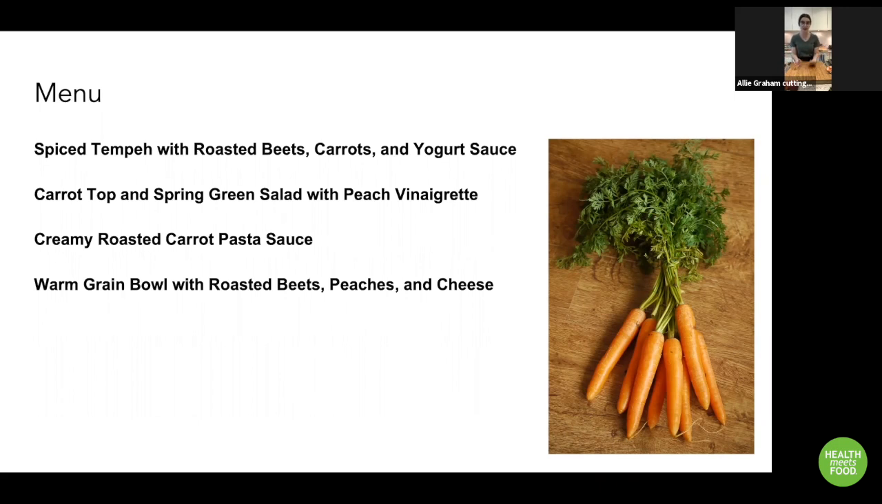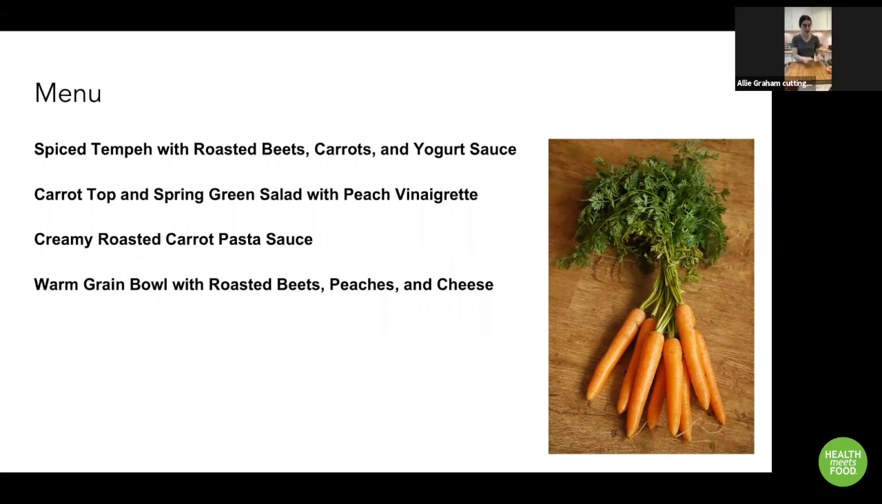So how we center around the recipes, you can pick 1 or 2 and make them separately, but they also really work well if I'm making my base tempeh and roasted beets, and then I'm using, for example, those carrot tops, these beautiful carrot tops from these very nice carrots we found, and we'll talk about these in a minute, in a spring green salad with a peach vinaigrette, which utilizes the roasted peaches.